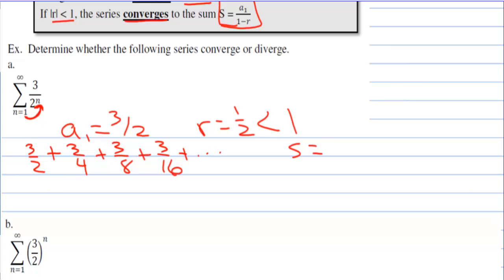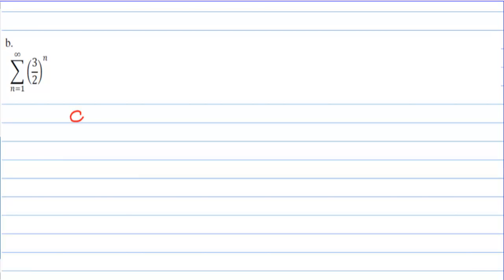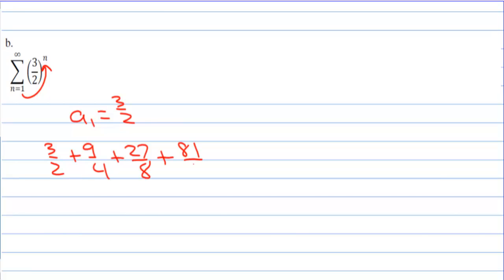The sum is equal to a sub 1 over 1 minus r, which is 3/2 over 1/2, which is a value of 3. Letter B is also a geometric series. A sub 1 is 3/2 when you plug 1 in. But then it goes 3/2 plus 9/4 plus 27/8 plus 81/16 plus keep on going. So what you're multiplying by is also 3/2.